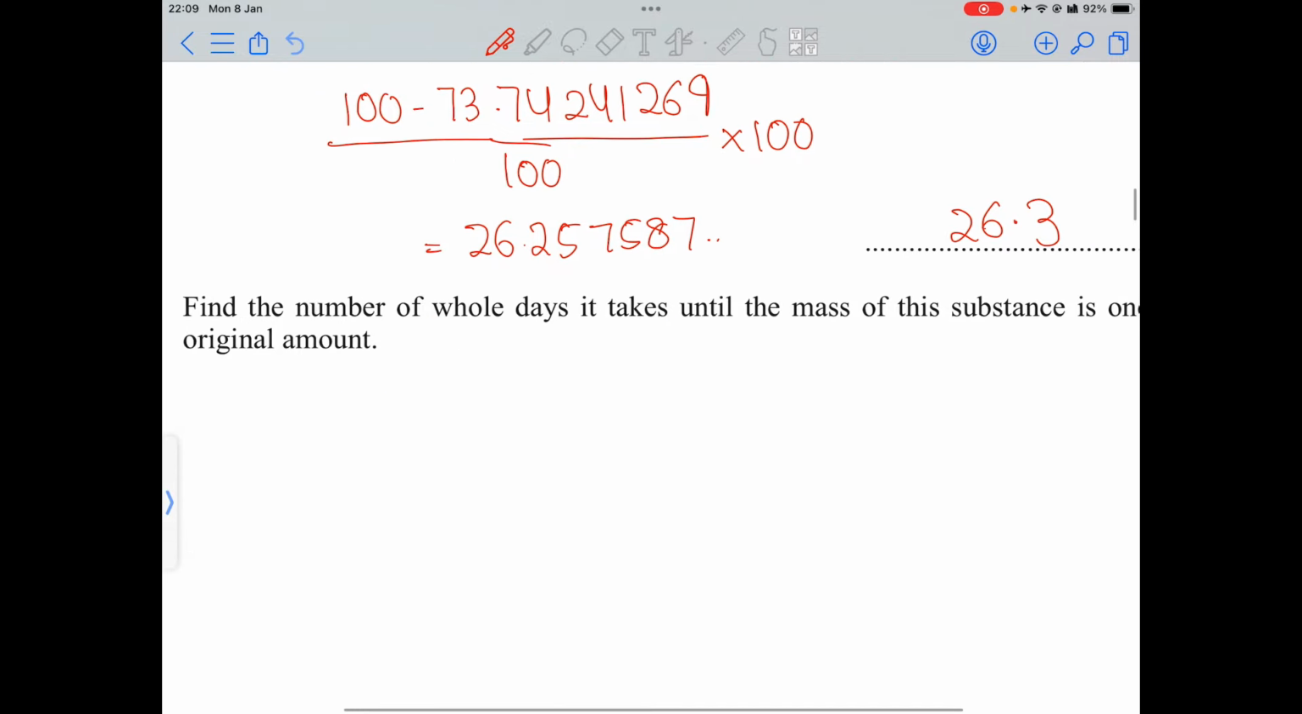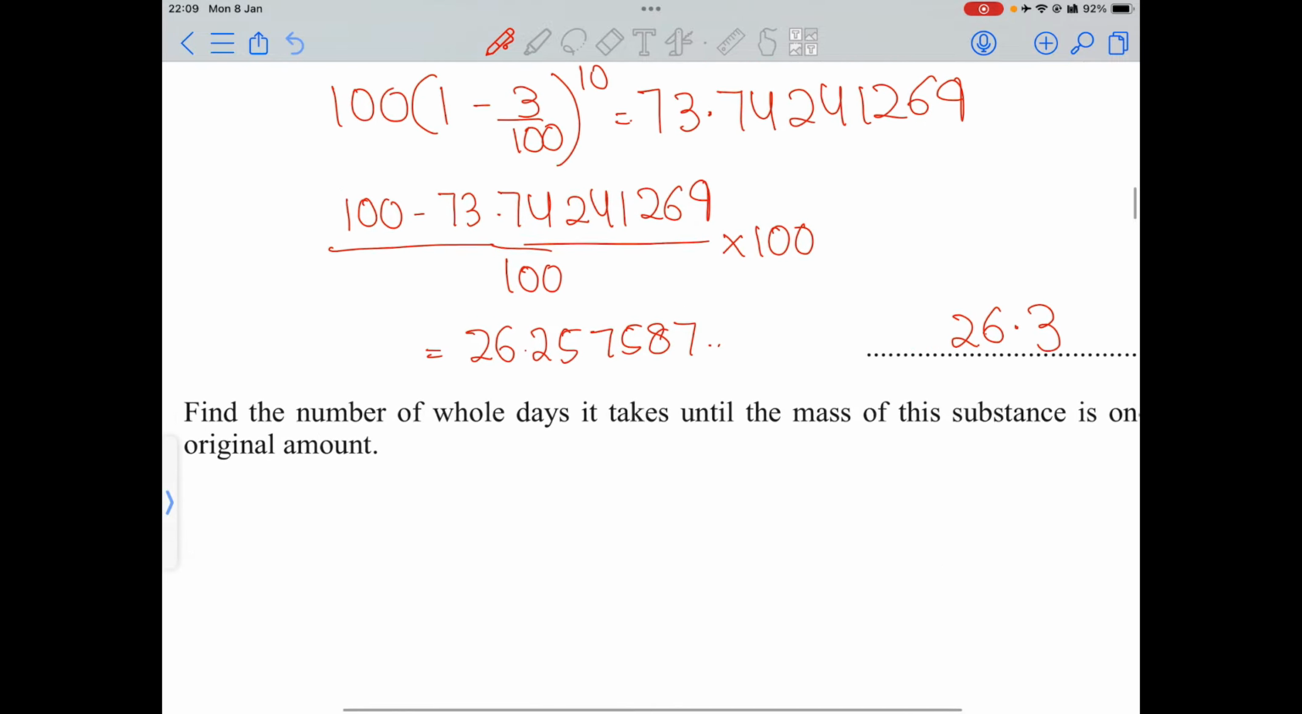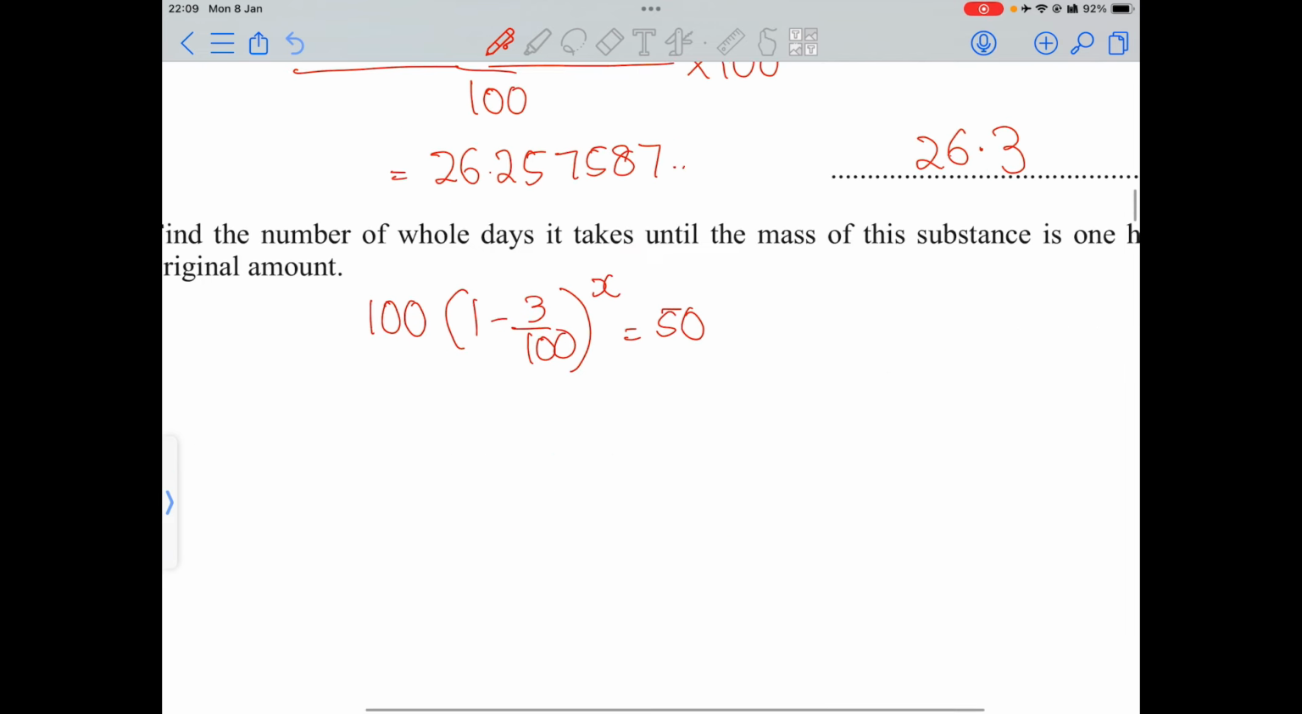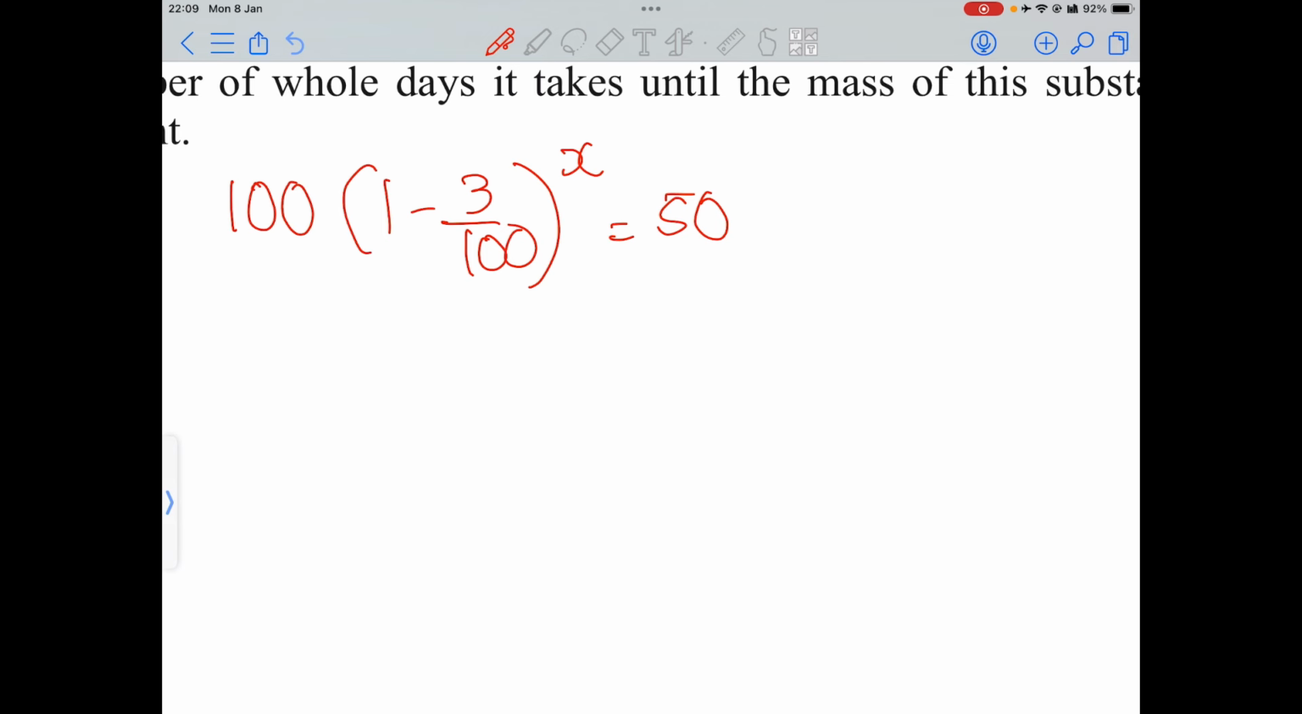Find the number of whole days until the mass of the substance is 1/2 of its original amount. Again I'm going to use the same method here. The substance is decreasing: 100 into 1 minus 3 over 100 raised to x is, let's say, 50, because this is the minimum half. 1 minus 3 over 100 is basically 0.97. So 0.97 raised to x gives me 50 divided by 100, which is 0.5.